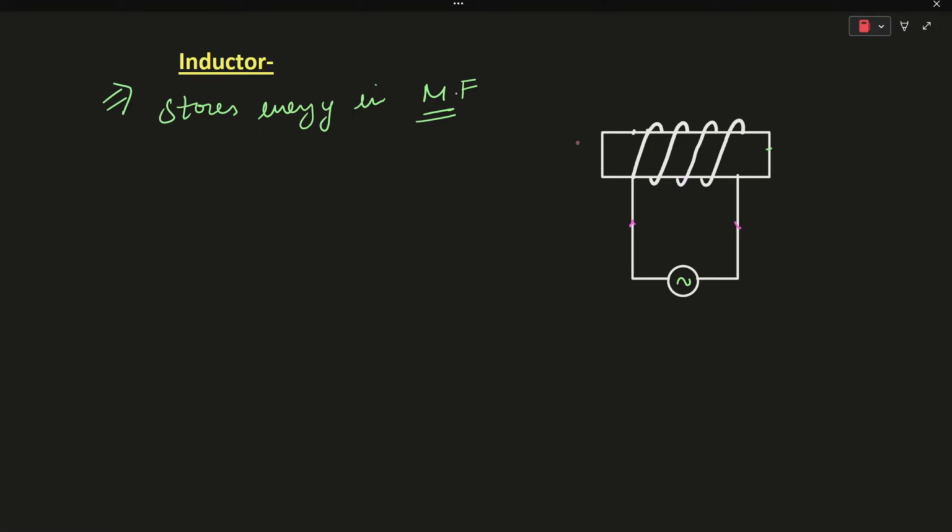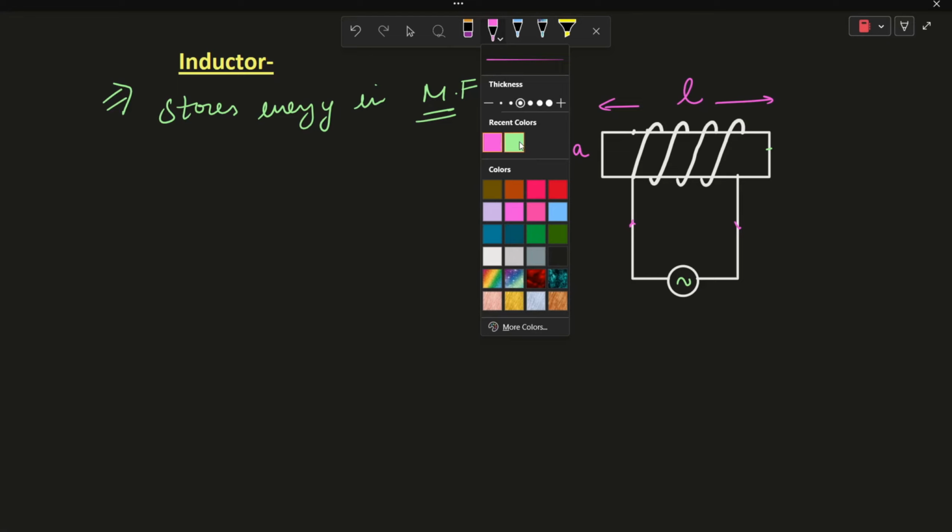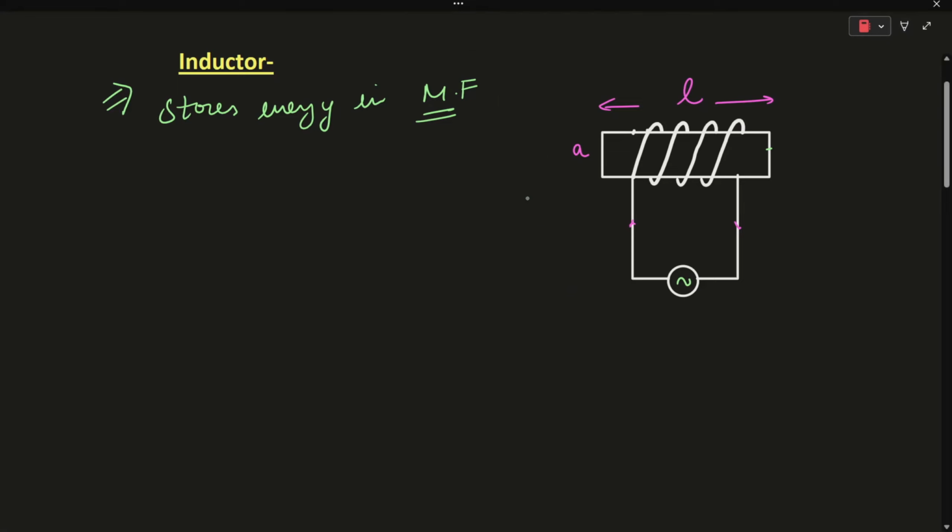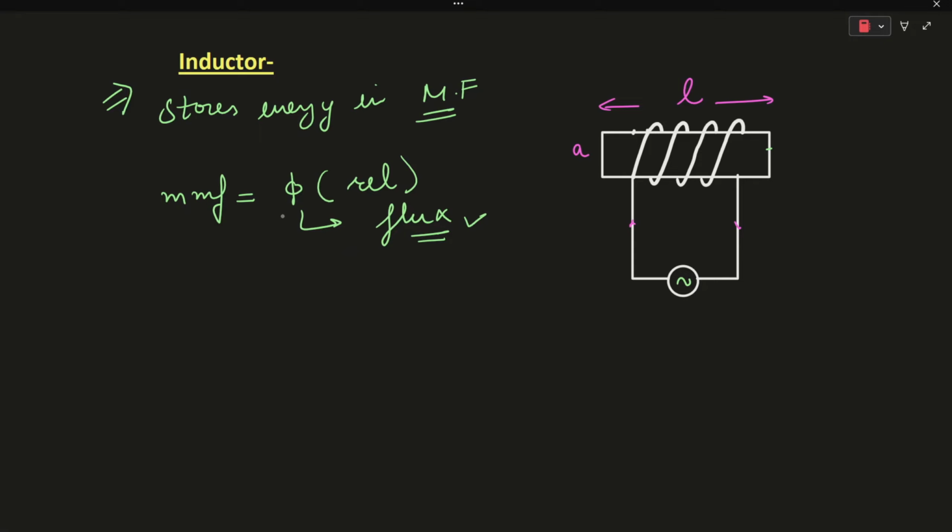Let's say A is the cross-sectional area of the inductor and L is the length of the inductor. According to Ohm's law in magnetostatics, we can say that MMF, magnetomotive force, is equal to phi into reluctance. What is phi? Phi is your magnetic flux. MMF stands for magnetomotive force, and the value of MMF will be equal to N into I.